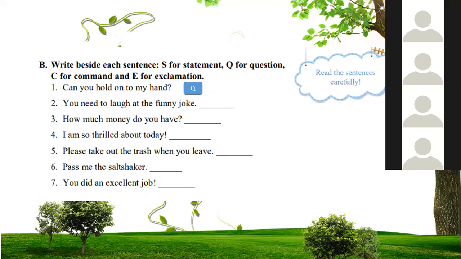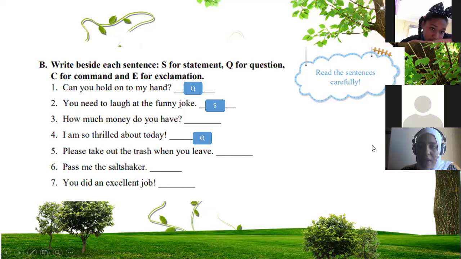Number two, you need to laugh at the funny joke. Command. No, here it's not a command. If you notice, it started with you. You is a subject, then the verb. You is not a verb. We didn't start the sentence with a verb. You need to laugh at the funny joke. Here is a statement. I'm telling you something, okay? This is the difference between the statement and the command. The statement starts with a subject. It doesn't start with a verb. Okay, Noor? Okay, don't worry.